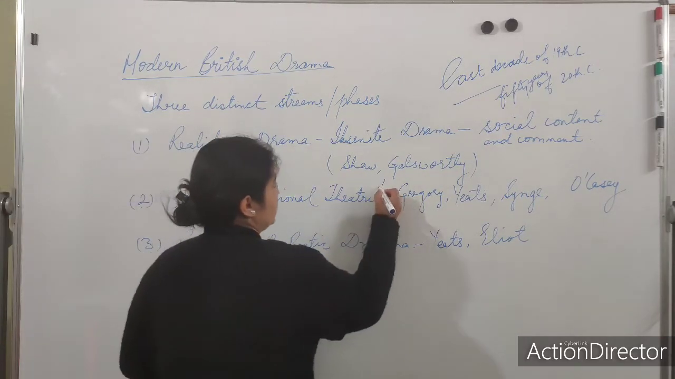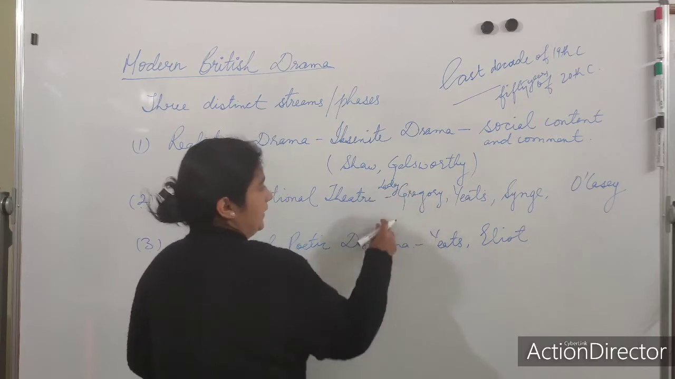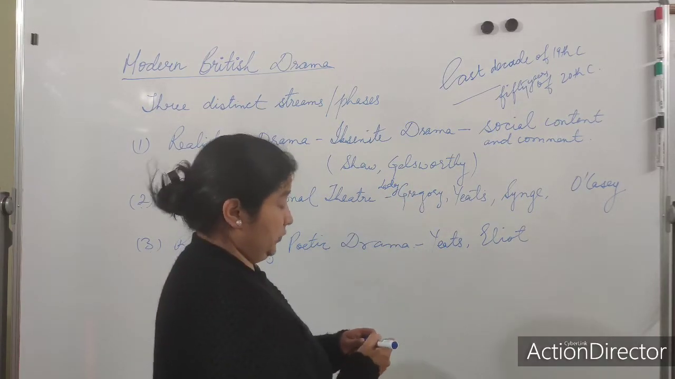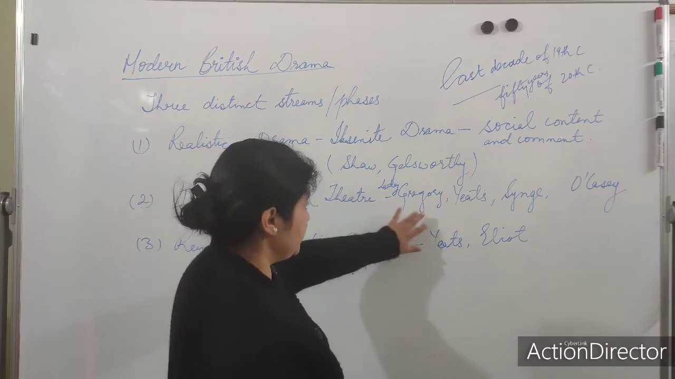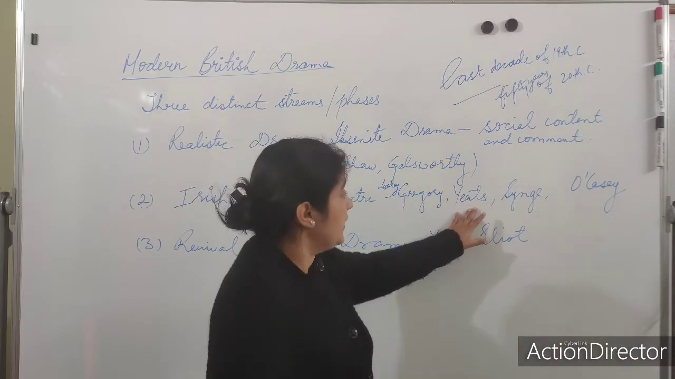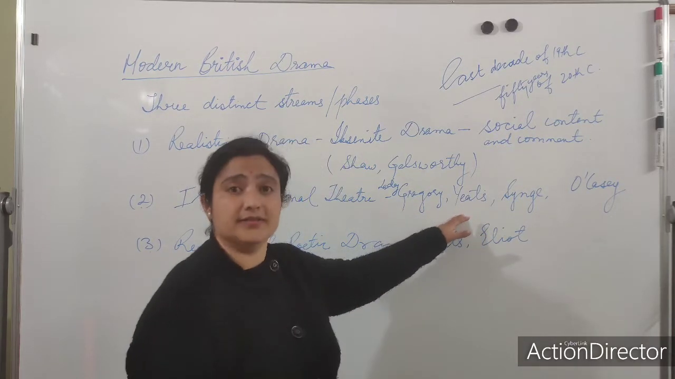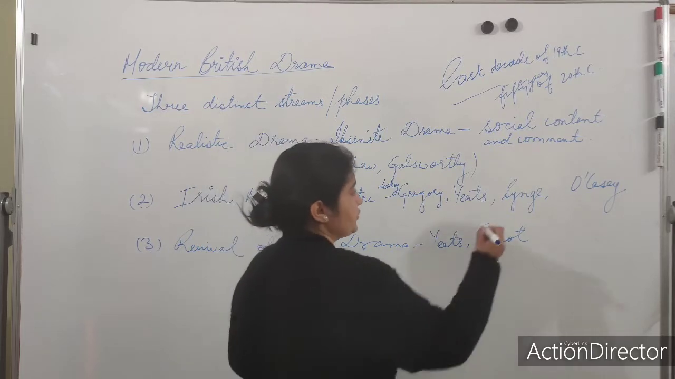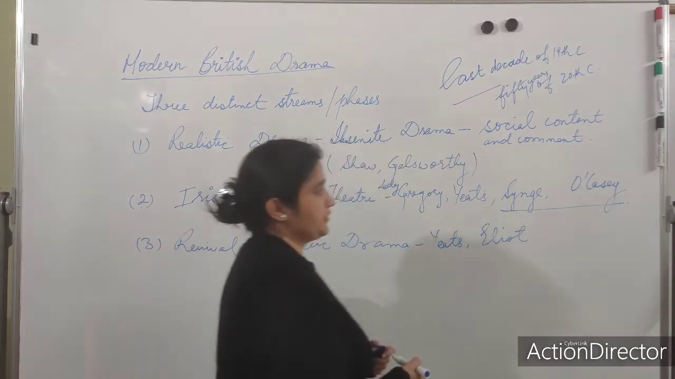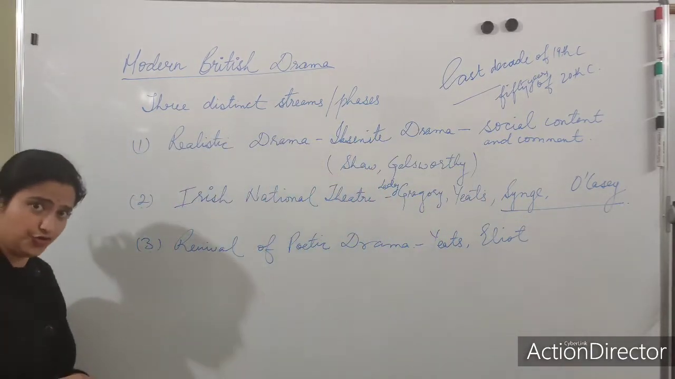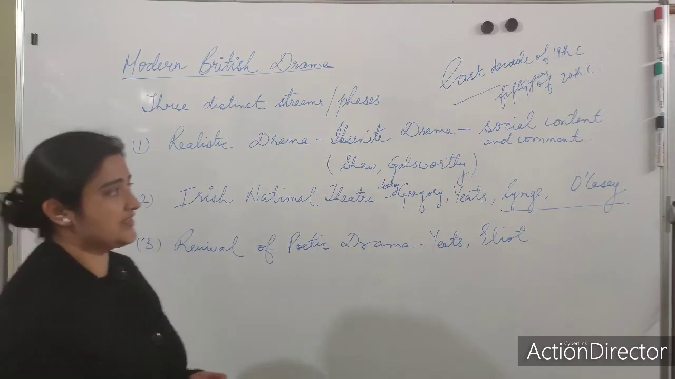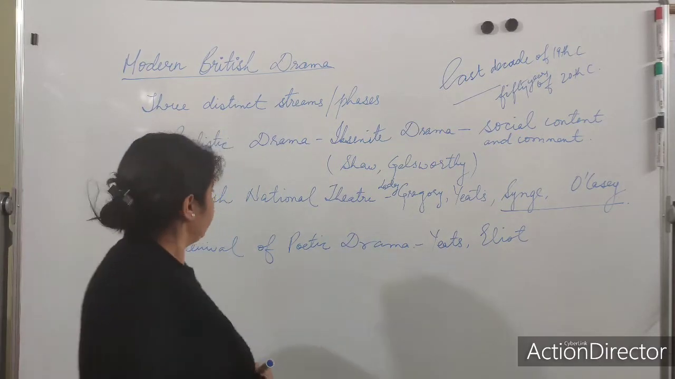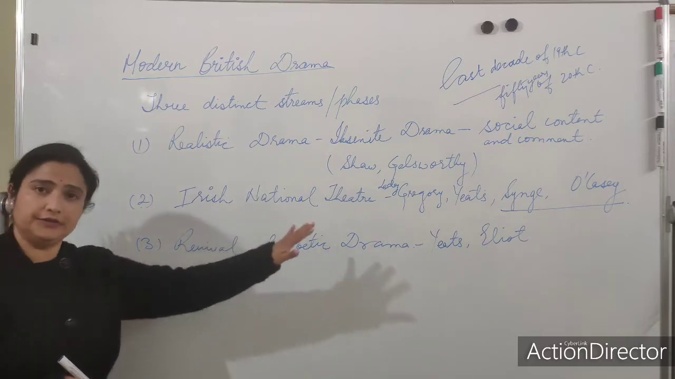Next is the Irish National Theatre. It was obviously started by these writers, I will say, Lady Gregory and Yeats, because Yeats you cannot categorize as just a dramatist. So these 2 are important dramatists over here, J.M. Synge and Sean O'Casey. Irish National Theatre.